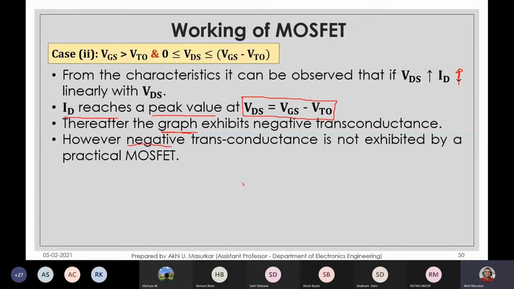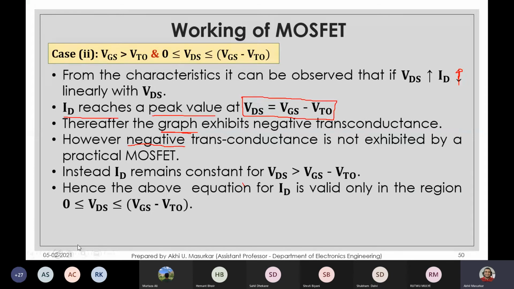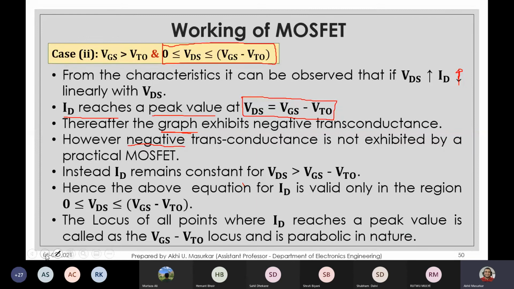However, negative transconductance is not exhibited by a practical MOSFET. Instead, ID remains a constant. Hence, the above equation for ID is valid only in the region 0 less. So whatever equation we spoke of is valid only in this region.